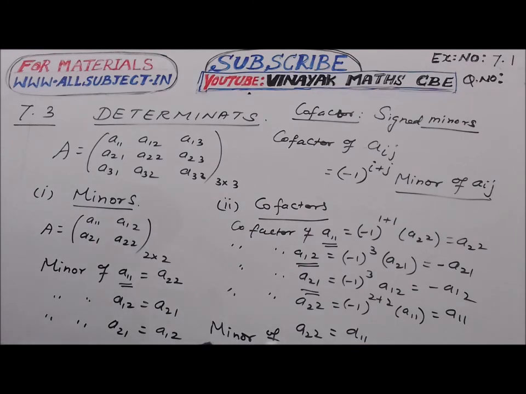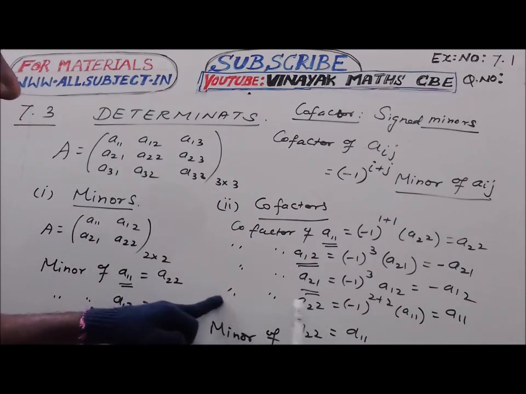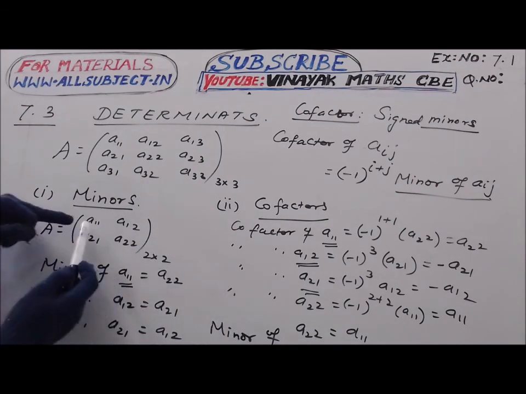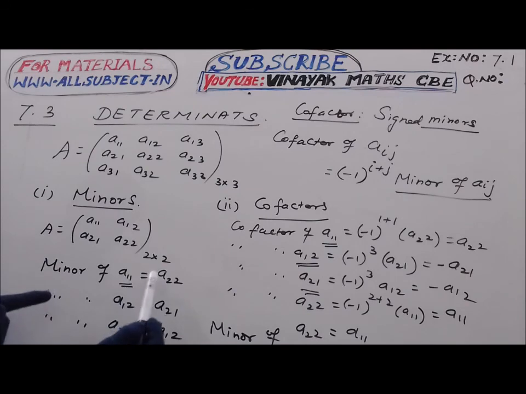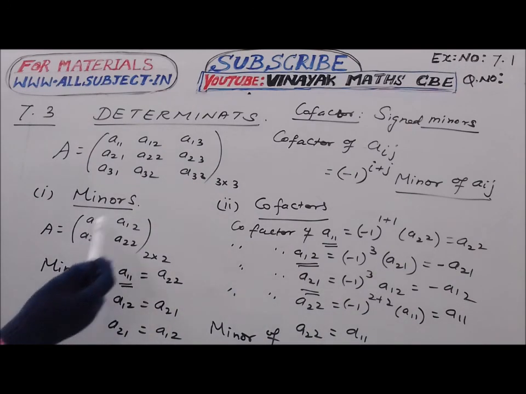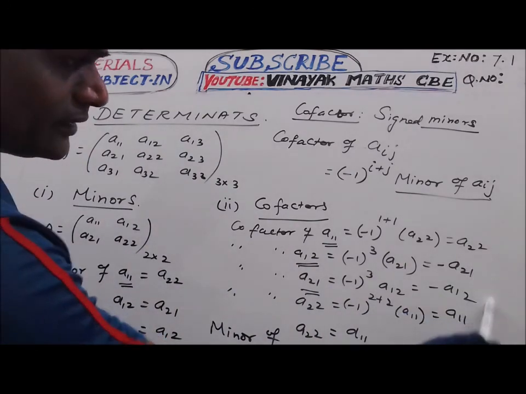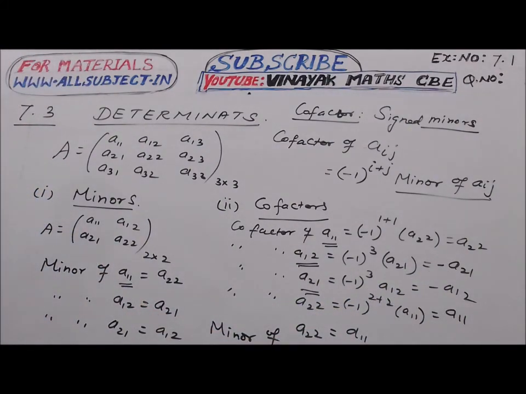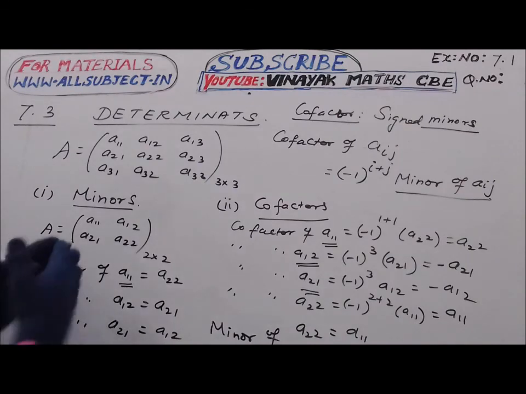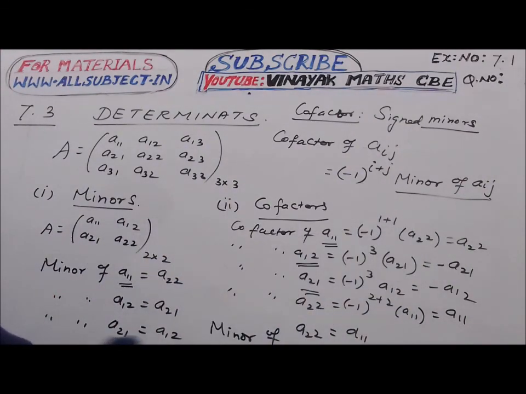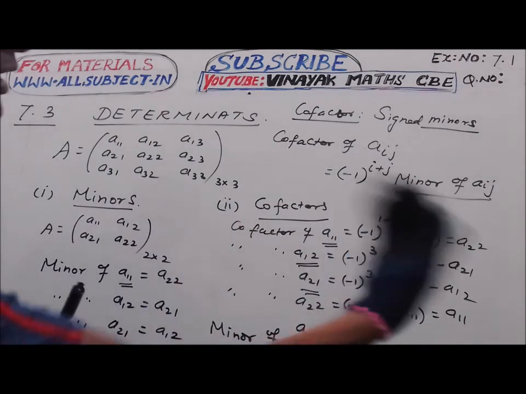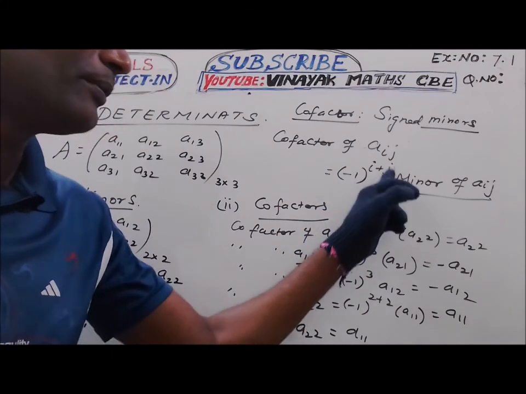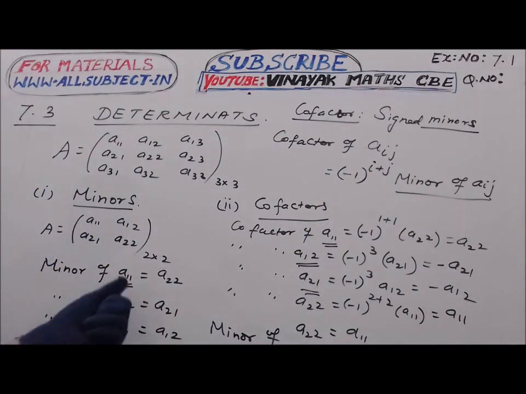Moving to the minor of A22, which is A11, the cofactor of A22 is A11. The first element and last element, A11 and A22, have equal minor and cofactor. The remaining two change only in sign, but the value remains the same. So a cofactor is nothing but a signed minor. When we add a sign to the minor, it is converted to a cofactor. That happens according to the formula minus 1 power i plus j, where i plus j is nothing but the place value.